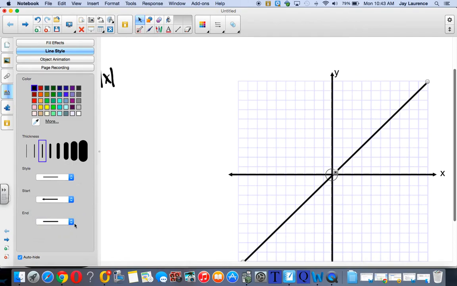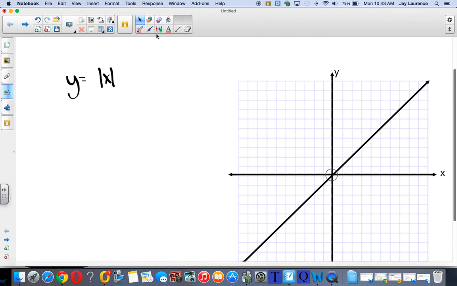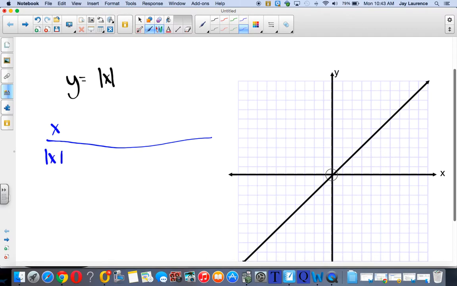Well, let's first stop and think. See if we can make a prediction before we actually find out what's going to happen. Remember, the definition of absolute value is the distance from 0 on a number line. And so if I think about this as an input-output table, I've got x, and then I'm going to have the absolute value of x, which is the same as y. Instead of putting y there, I put the absolute value of x.